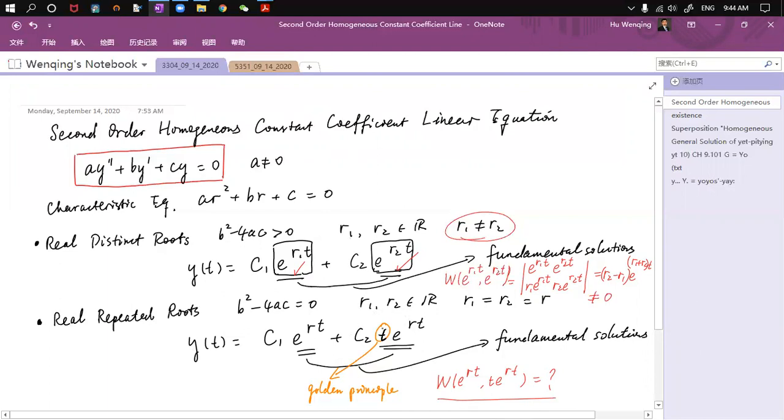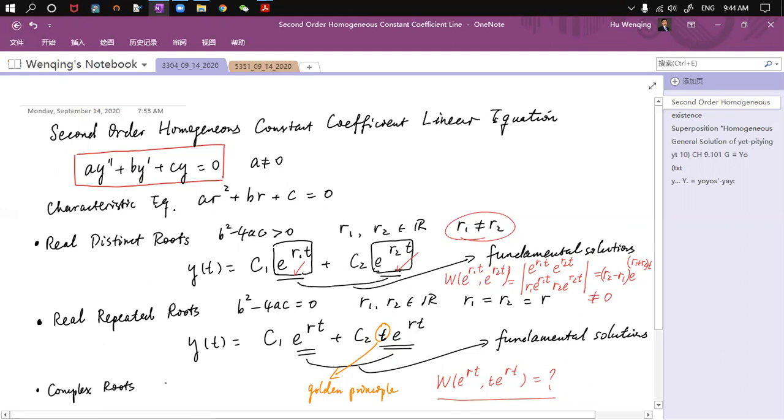Now, when do you have the Wronskian good enough? Well, you have to multiply by t. In the case of double root case, you multiply by t, you should be able to create a well-behaved Wronskian. So that's kind of the theory. And what has been left is the complex roots.